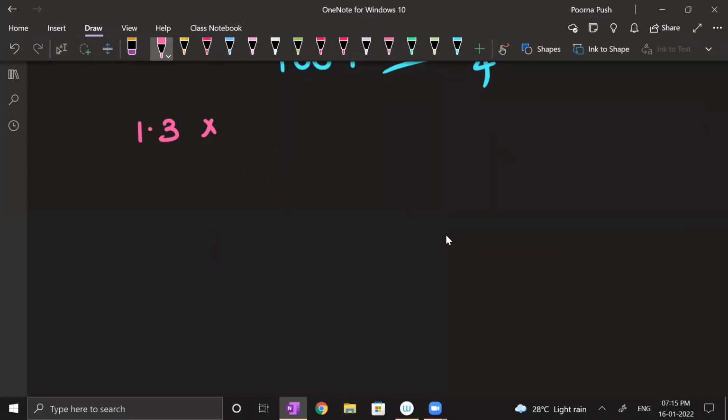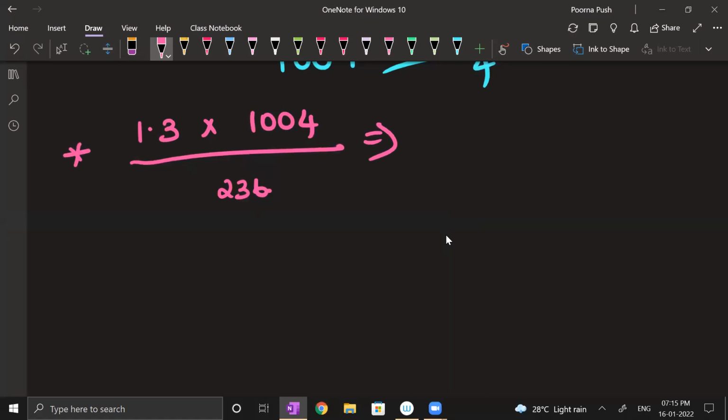.3 into 1004 divided by 236. So the question here is, to how many significant figures do you have to round off? You need not do the calculation. But you can tell me, after doing the calculation, you will get an answer, right? To how many significant figures do you have to round off? Think and tell me.